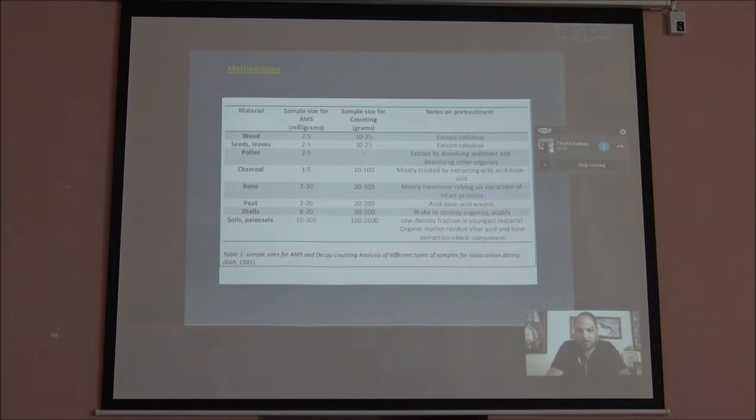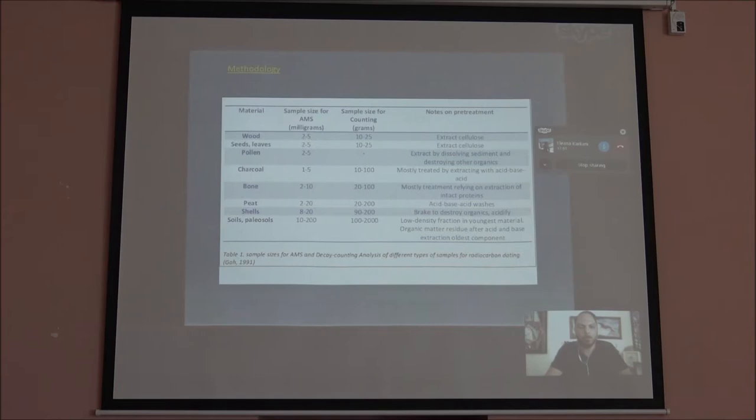And the second one is the difference between the counting procedures, the methods. There's one in counting and the other one, accelerator mass spectrometry. Despite these differences in sample size, is there any other advantage or disadvantage or big difference between these? No. They are equally accurate methods.